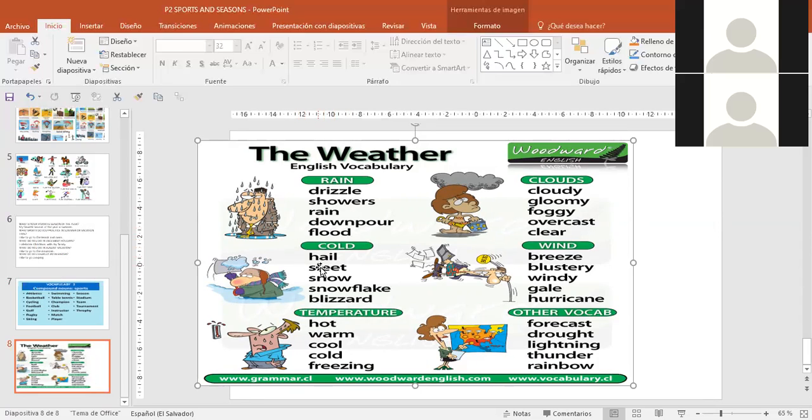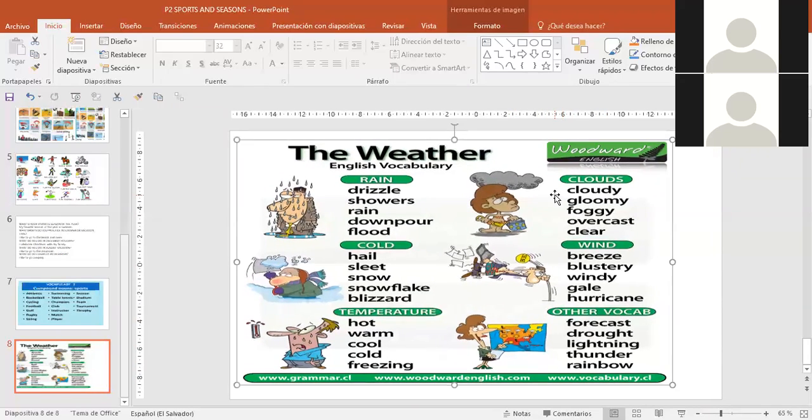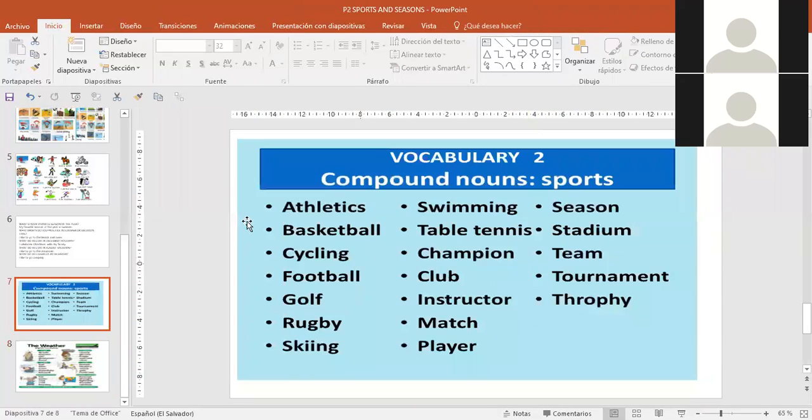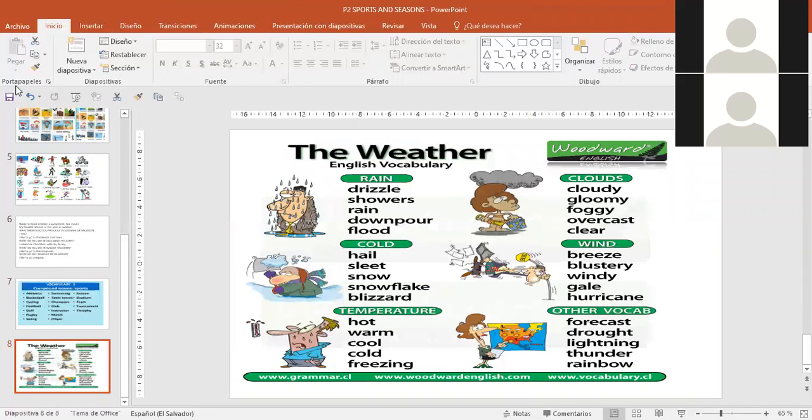En cold tenemos hail, sleet, snow, snowflake, blizzard. Temperature: hot, warm, cool, cold, freezing. Clouds: cloudy, gloomy, foggy, overcast. Clear, wind, breeze, blustery, windy, gale, hurricane. Other vocabulary, we have forecast, que es como el pronóstico, ¿verdad? Drought, sequía; lightning, que es como cuando relampaguea, ¿verdad? Thunder es el trueno, ¿verdad? El rayo, rainbow, arcoíris. So, I'll send you this, voy a subir esto, ¿verdad? El Drive, para que tengan y puedan buscar más las palabras nuevas.